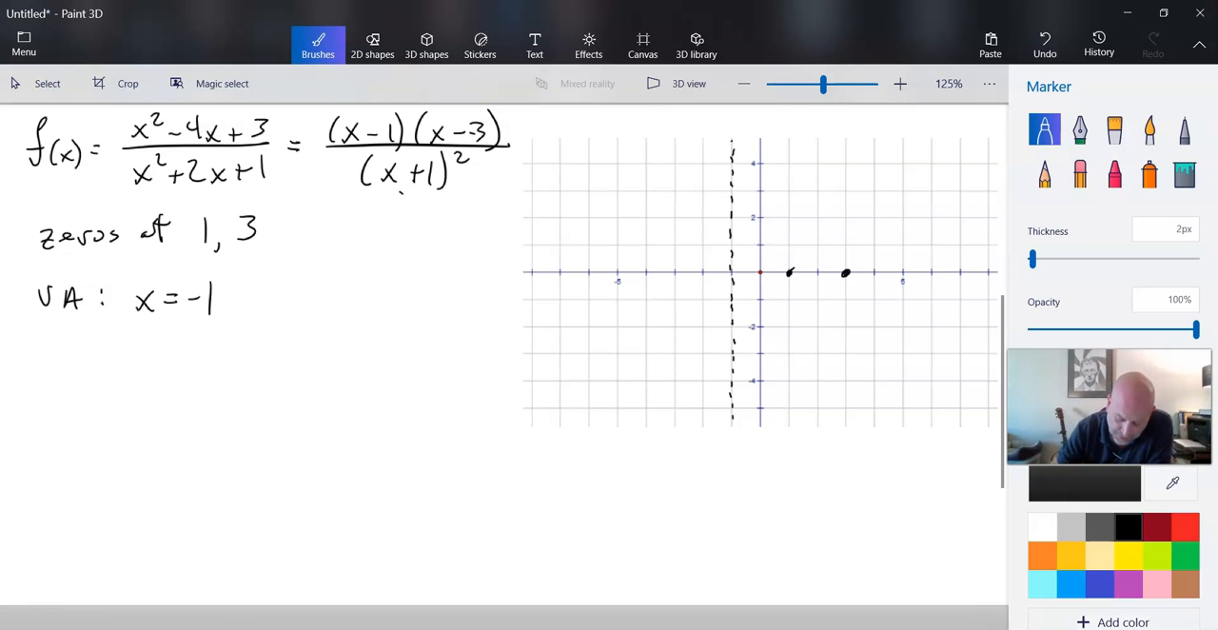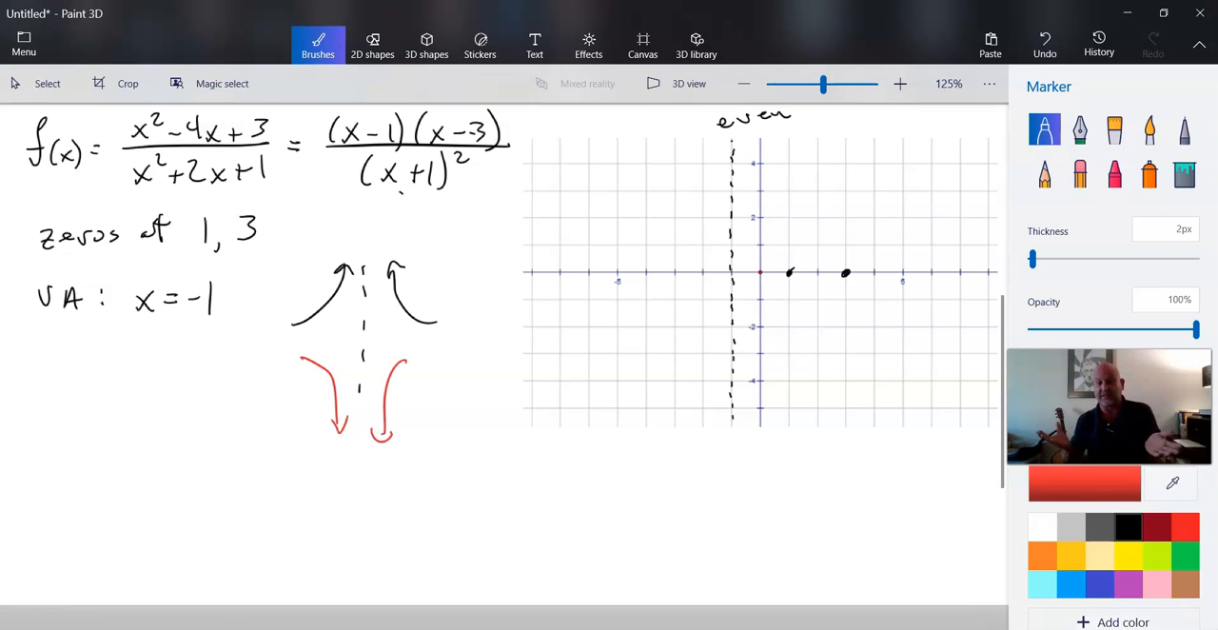And I want to point out too that this time the exponent is 2, which makes this even. And even asymptotes, that means either both things go up like that, or both things go down. Bottom line is they go the same direction, right?